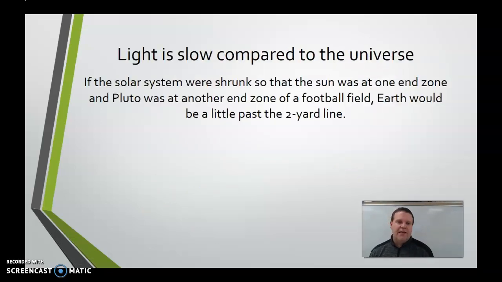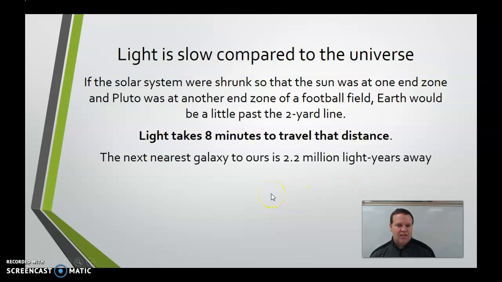However, when you compare light to the size of the universe, it says if the solar system was shrunk so that the sun was at one end zone and Pluto was at the other end zone, Earth would only be a little past the 2-yard line. So it's almost difficult to comprehend truly how large things are in the universe. That's why in the universe, we're generally looking at things in terms of light years. How far light travels in a year is called a light year. It says the nearest galaxy to ours is 2.2 million light years away. So it's extraordinary how far things actually are apart in the universe.